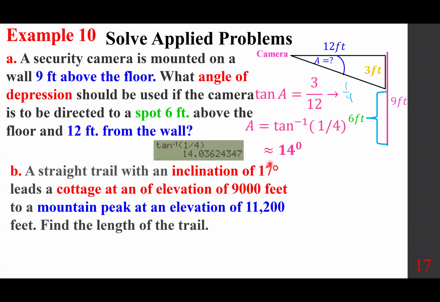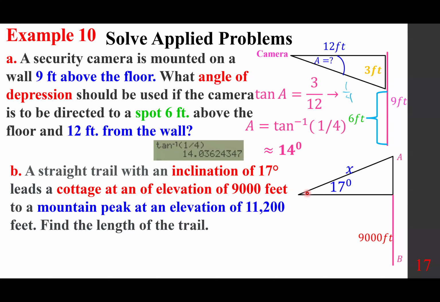A straight trail with an inclination of 17 degrees leads from a cottage at an elevation of 9,000 feet to a mountain peak at an elevation of 11,200 feet. Find the length of the trail. In other words, here's the trail. This is a 17-degree angle. It's 9,000 feet elevation. So the cottage is here somewhere.